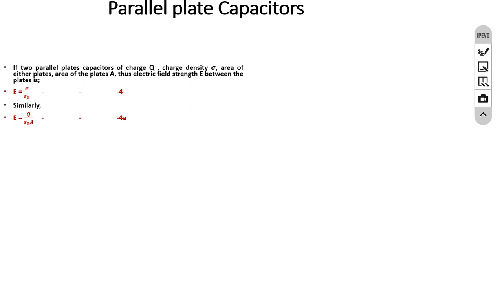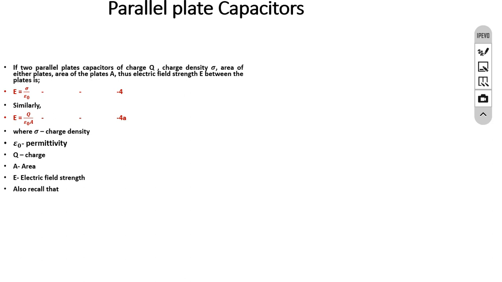Similarly, electric field strength is equal to Q over epsilon naught A, where symbol sigma represents the charge density, epsilon naught permittivity. Q is the charge, A is the area, E is electric field strength. Also recall that E equals to V over D. This is another expression. I'm using red pen so that you note them.